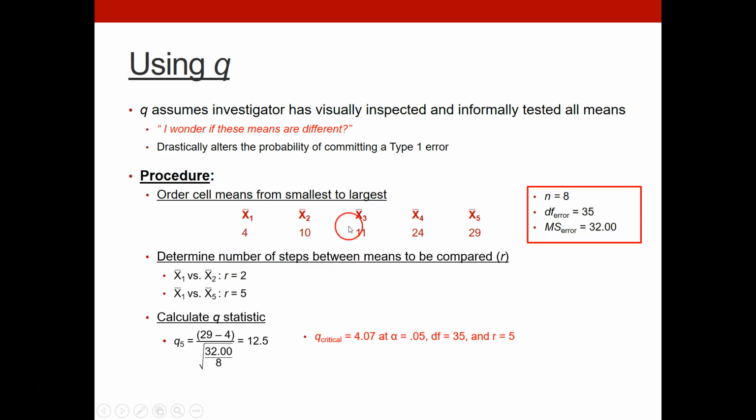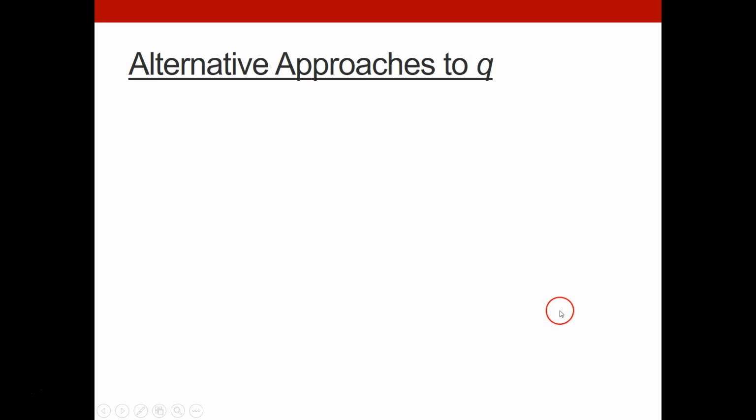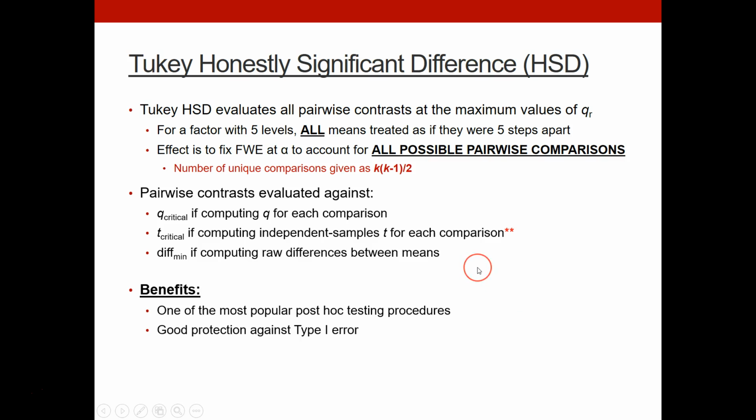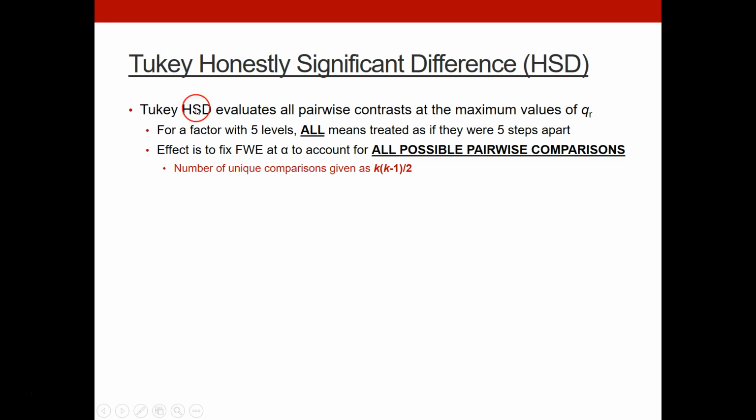So again, if we were looking at the difference between 1 and 3, we'd find a Q critical at alpha 0.05, degrees of freedom 35, but with r equal 3 if we were going to compare these two. Tukey's HSD compares all of these with the same r, the maximum r in there. Okay. So, Tukey's HSD for a factor with 5 levels, all means would be treated as if they were 5 steps apart. So we'd set r to equal 5 for all of the critical values. So we'd use the same critical value for all of those comparisons.